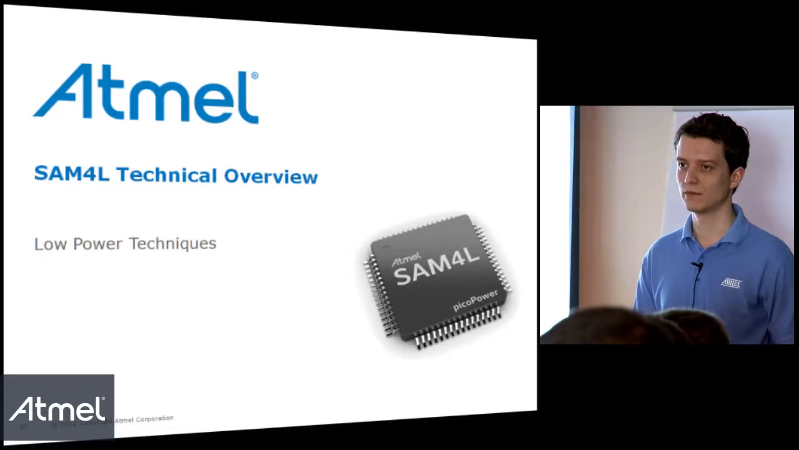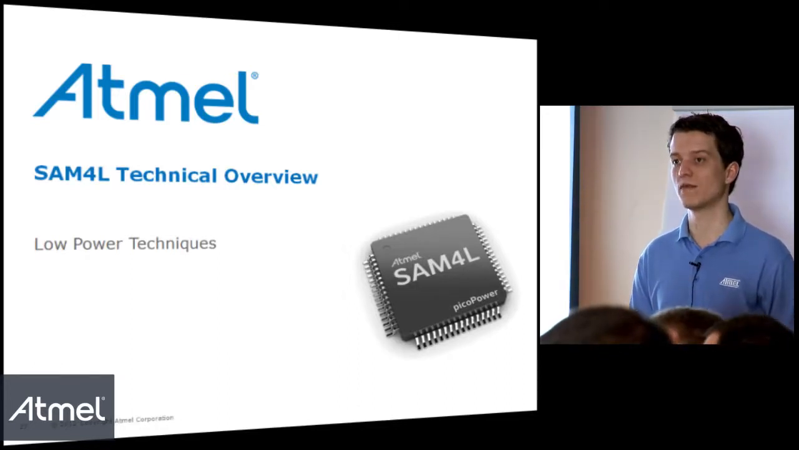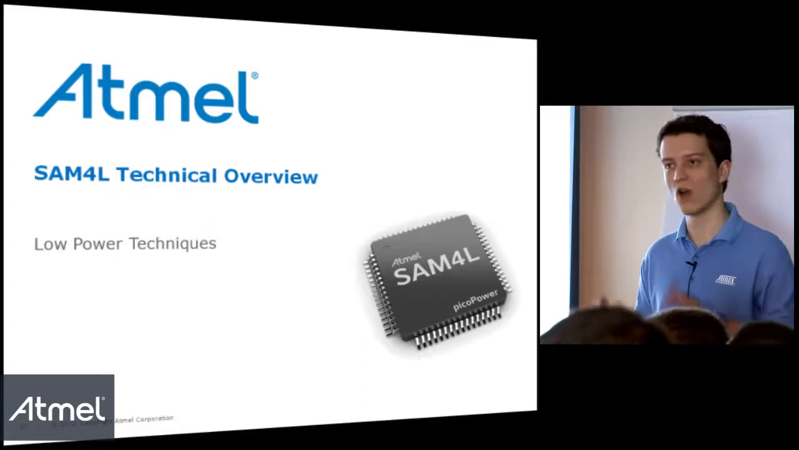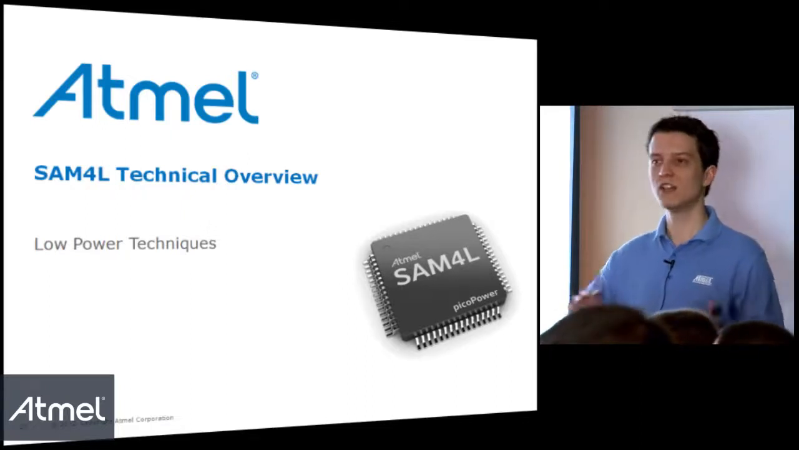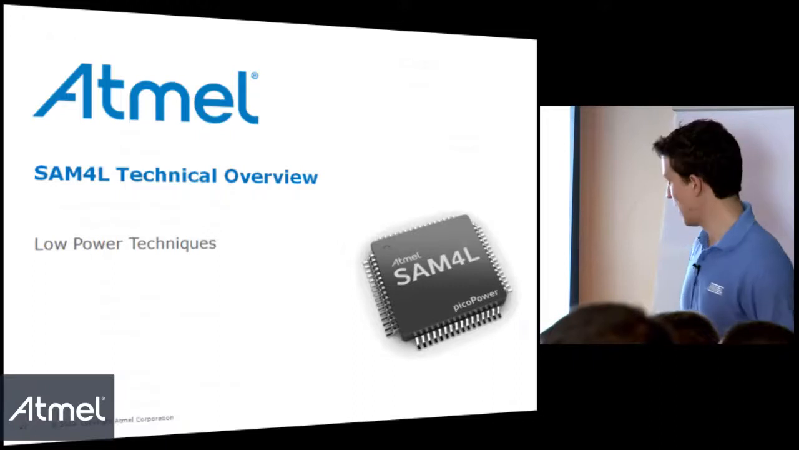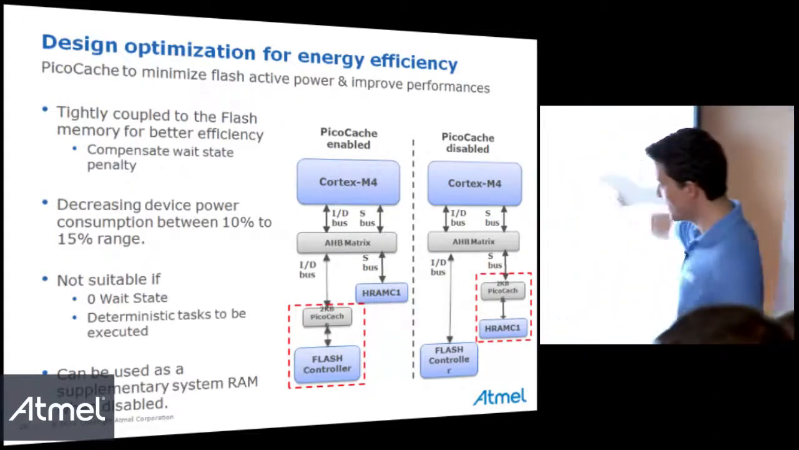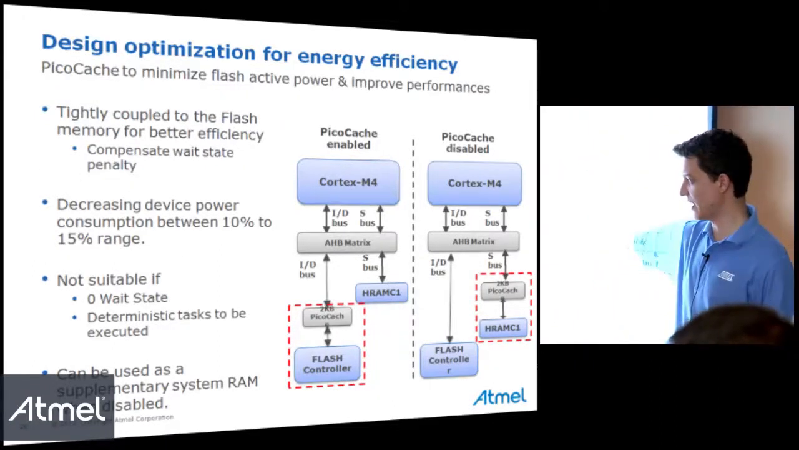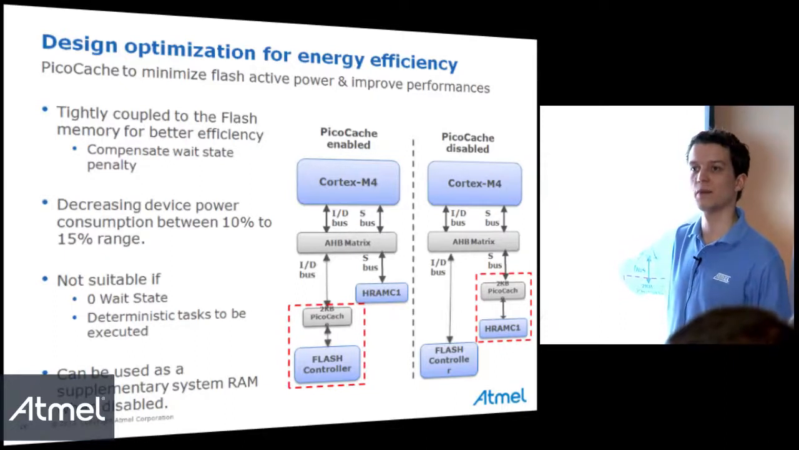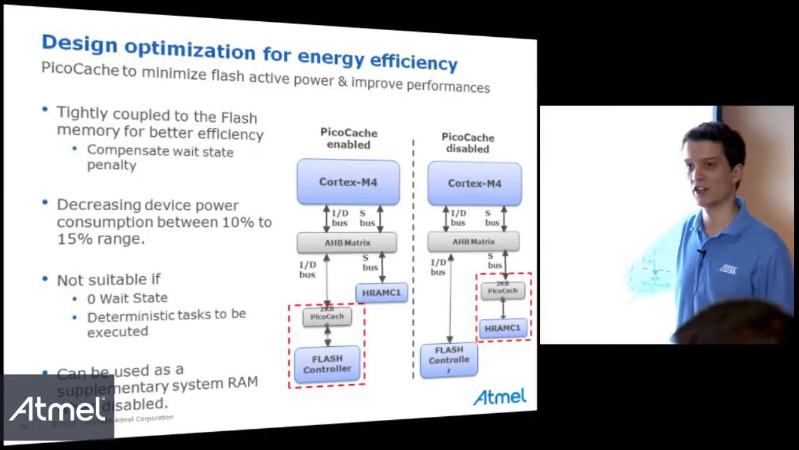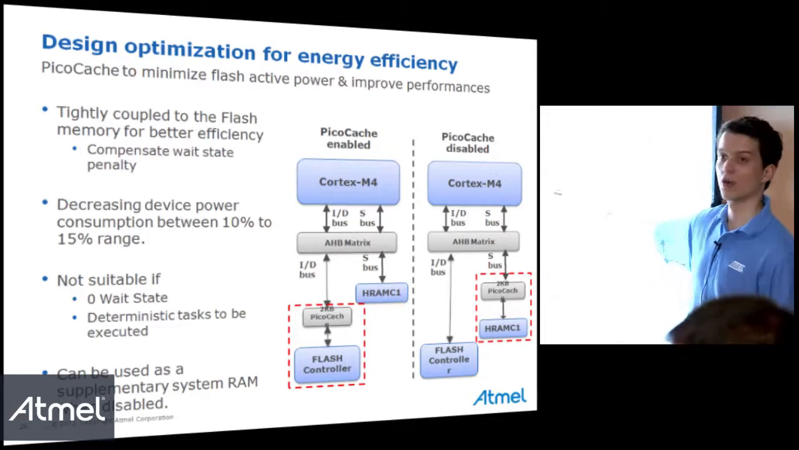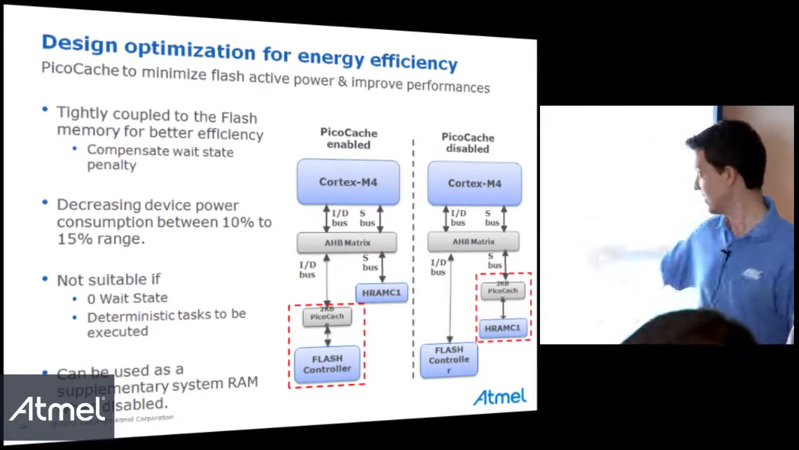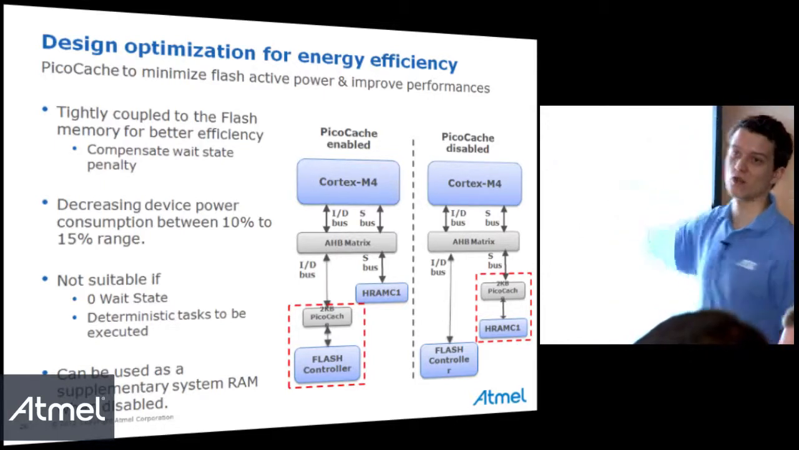And if you don't enable it, can you still use it as SRAM? No, not on SAM4SD and SA. Only SAM4L has this. It's mainly due to implementation. Here, the Pico cache is implemented after the system bus at flash and RAM level. On E and SD, it's above. It's on Cortex M level.